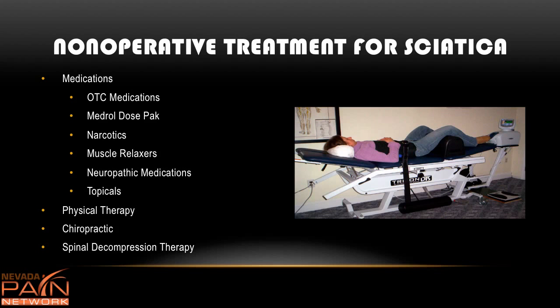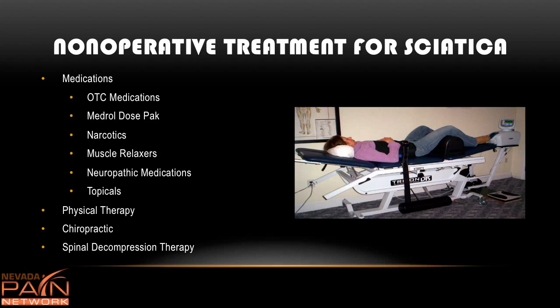Now here's the non-operative treatments for sciatica. For mild to moderate pain, over-the-counter medications such as anti-inflammatories and Tylenol can be very effective. A Medrol dose pack can be prescribed, which is a 5-day course of prednisone. It involves a large dose up front, and then you taper off. It can be very effective for decreasing inflammation, but it's by mouth and it goes systemic, so there might be other side effects. So those should be used sparingly, probably once every few years.